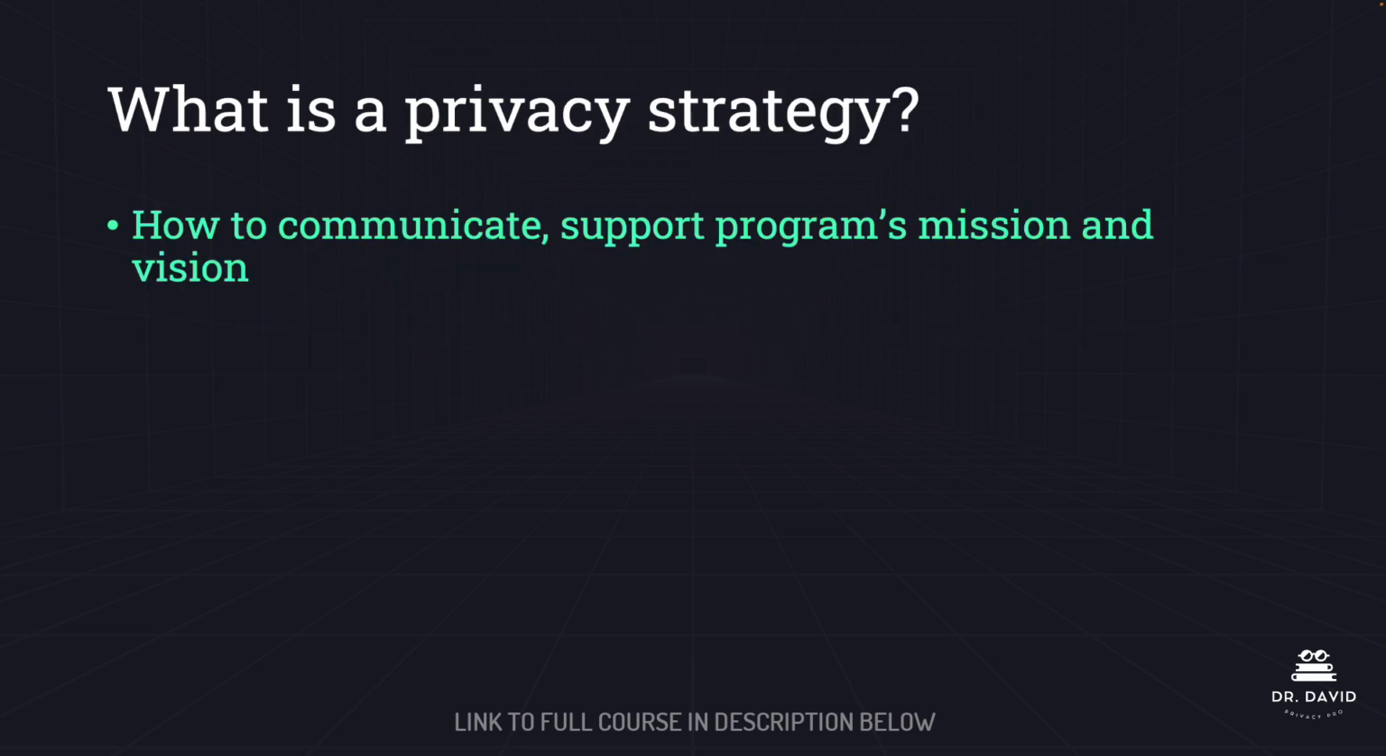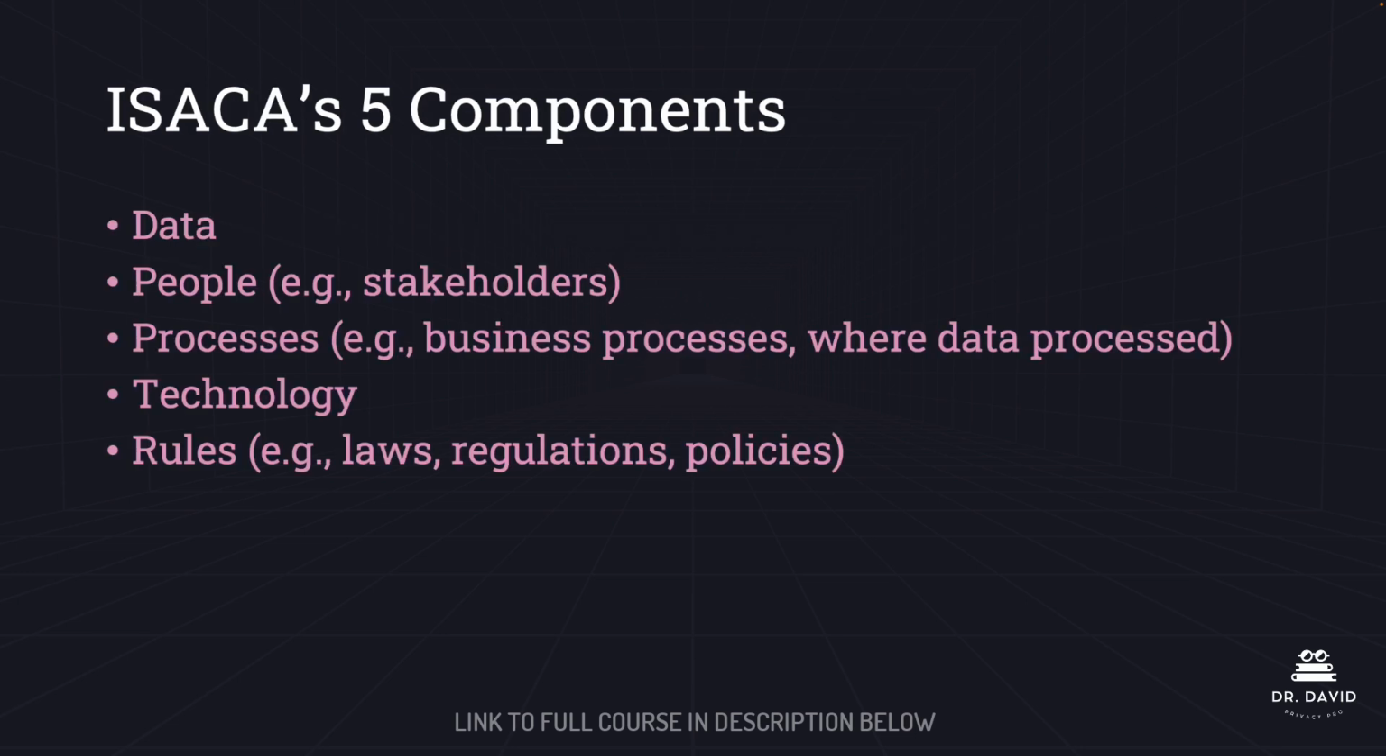With that said, what is a privacy strategy? Well, a privacy strategy specifically is going to be how we communicate and support the program's mission and vision. Again, ISACA is an acronym for Information Systems Audit and Control Association. There are 5 components for a privacy strategy. They are data, people, processes, technology, and rules.